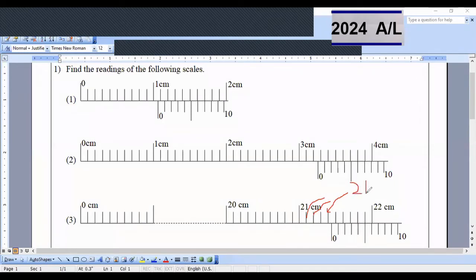213 millimeter. 214, sir. 214. This is 13.